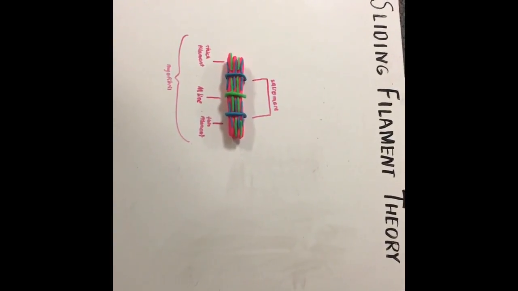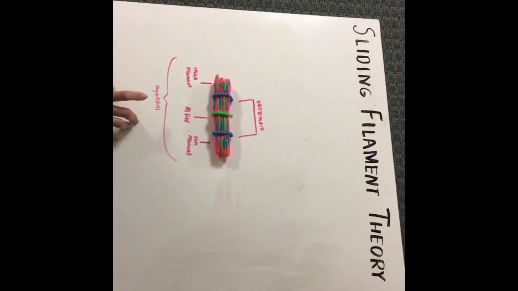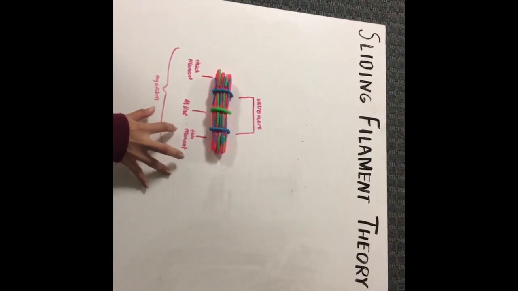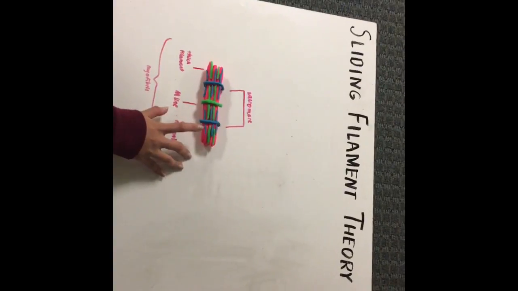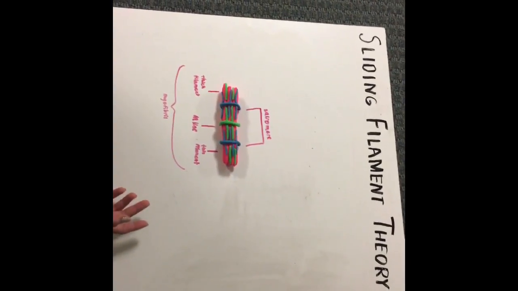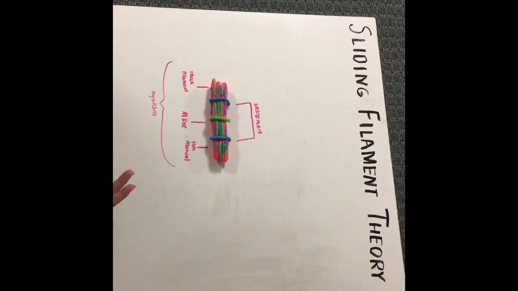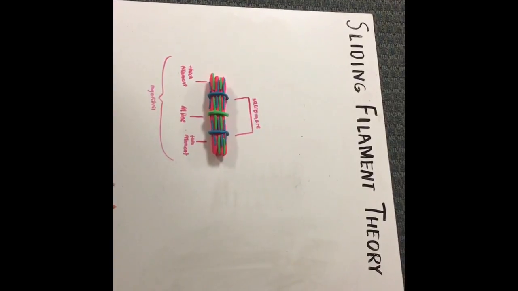Okay, so today we're going to talk about the sliding filament theory. The sliding filament theory has a myofibril, and in the myofibril it has an actin, which is a thin filament, and it's represented by these blue lines on this little structure, and these contain myosin with binding sites included.